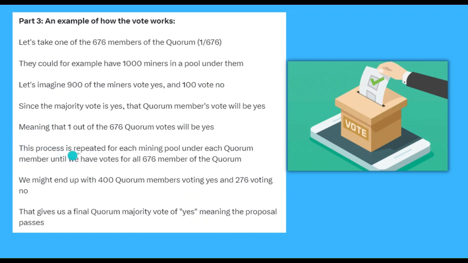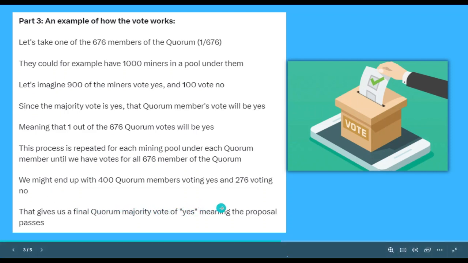This process is repeated for each mining pool under each quorum member until we have votes for all 676 members of the quorum. We might end up with 400 quorum members voting yes and 276 voting no. This gives us a final quorum majority vote of yes, meaning the proposal passes.